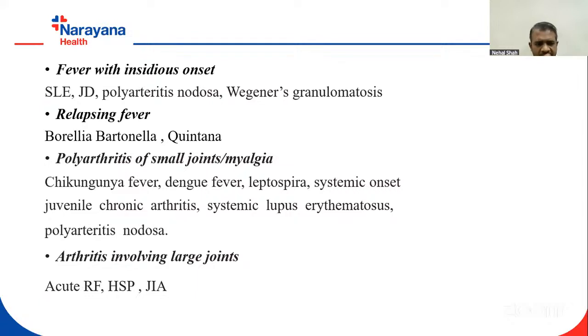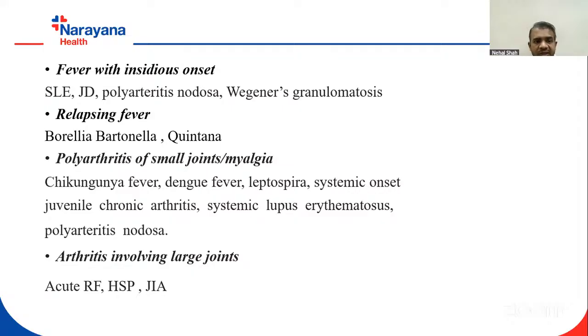Then you have something like a relapsing fever, where the child has fever for a few days, then it's better for a few days, again the fever recurs. So in Borrelia, Quintana, such kind of rare or maybe not so common infection, you have this kind of features.